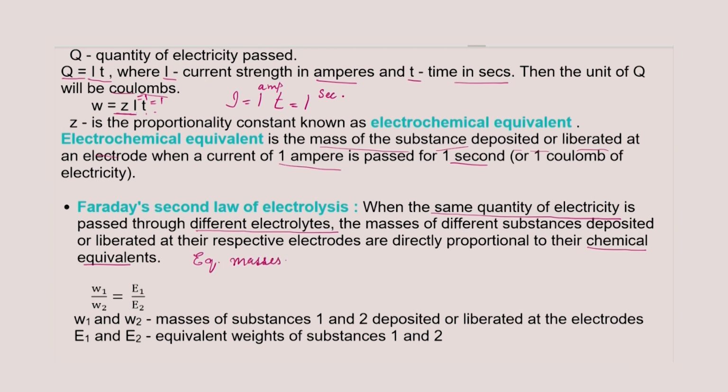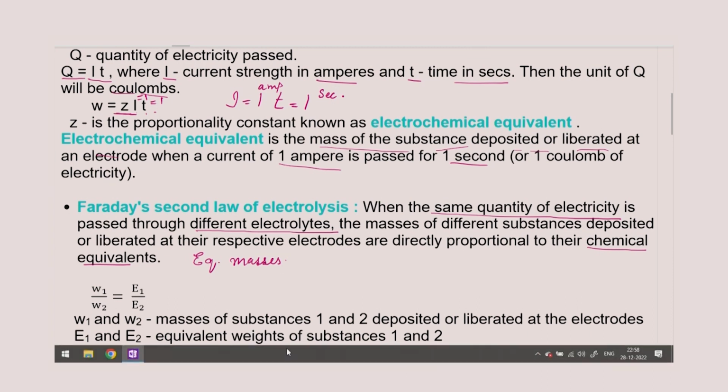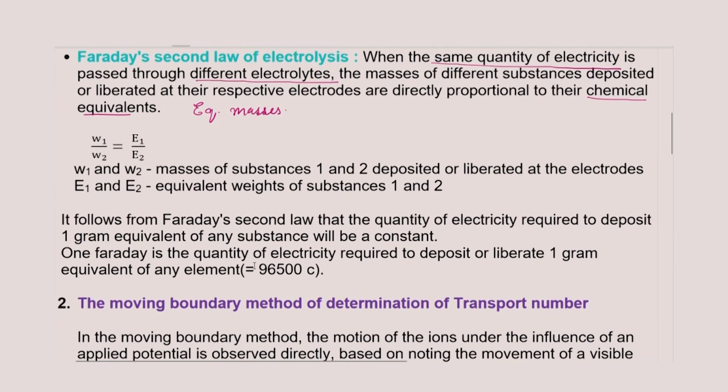This can be expressed like W1 by W2, where W1 is the mass of substance 1, E1 represents the equivalent mass of that substance 1, W2 stands for the mass of substance 2 and E2 stands for the equivalent mass of substance 2. Therefore, W1 by W2 is equal to E1 by E2. This is the second law of Faraday's laws of electrolysis.